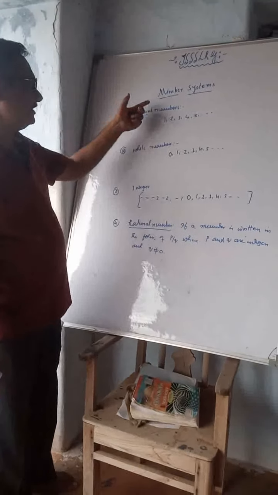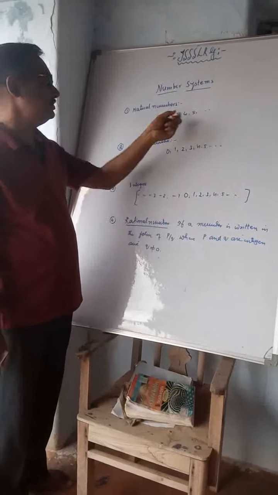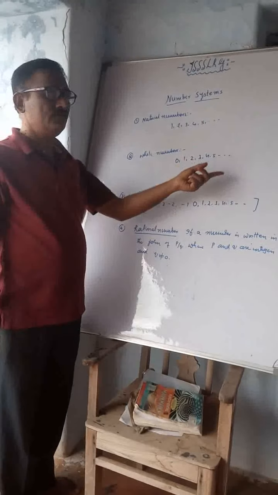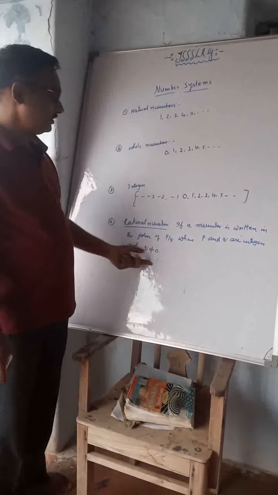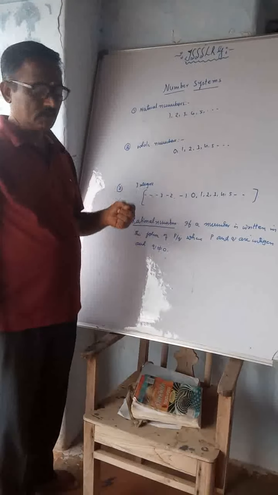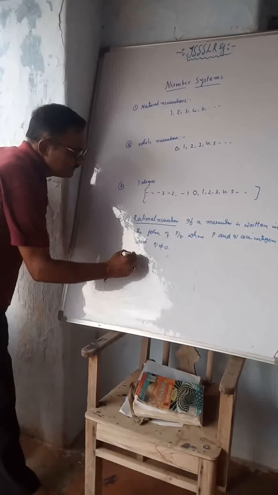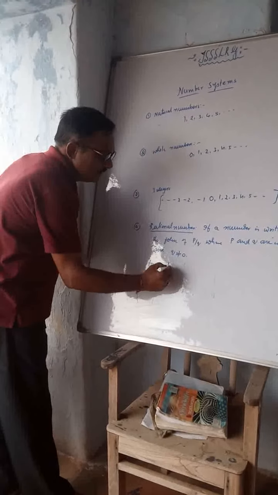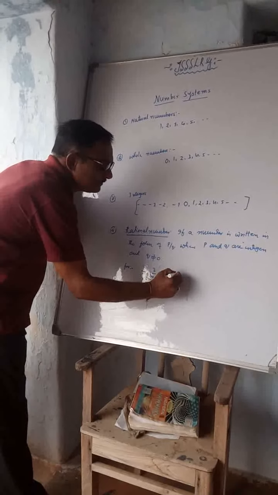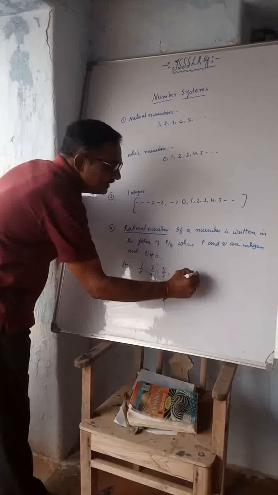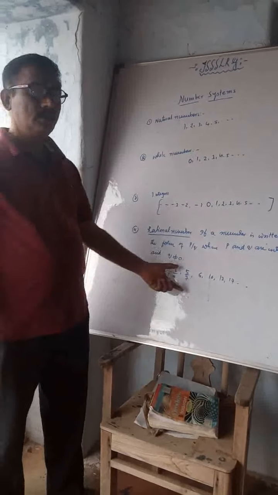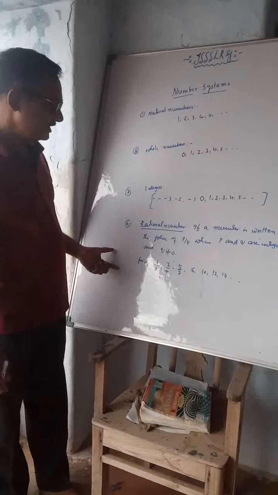Let us start from the natural numbers. Suppose we take 1, 2, 3. All these are rational numbers. And whole numbers 0, 1, 2, 3, 4, all these are also rational numbers, because we can write them in the form of P by Q. For example, the rational numbers we can take 1 by 2, 3 by 4, 5 by 7 and also 6 by 10, 13 by 17. So on, we can write the rational numbers.